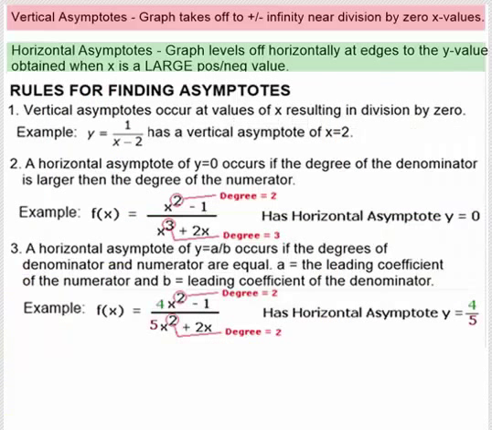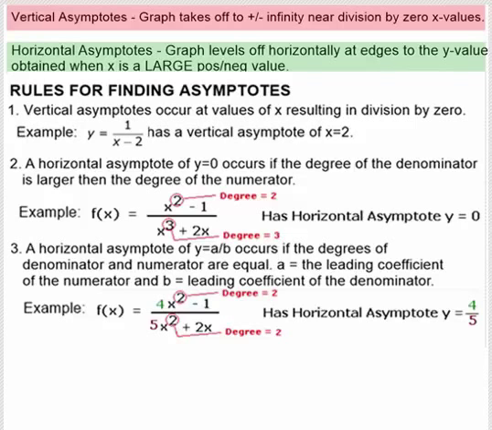First, I'm going to go over the definitions again. The vertical asymptotes are the lines where the graph takes off to plus or minus infinity near division by 0 x values. The horizontal asymptotes, and there's only going to be one per graph, is the line that the graph levels off horizontally to, out on the edges, when x is a large positive or negative value.